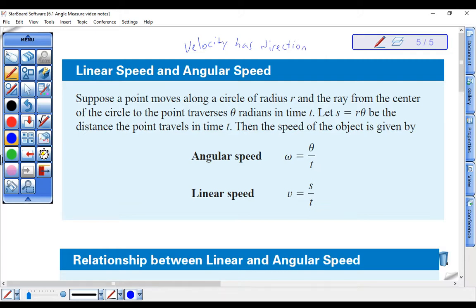Velocity indicates a direction, which means if we're talking about velocity, it has a sign. You can have a positive velocity or a negative velocity. You cannot have a positive speed or a negative speed. Speed is always positive because it doesn't indicate direction. Only velocity indicates direction.